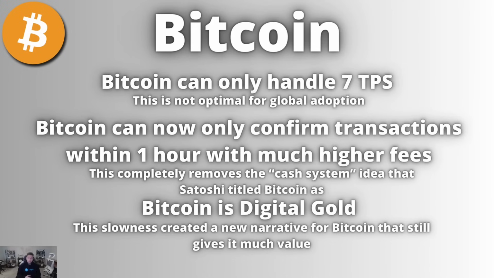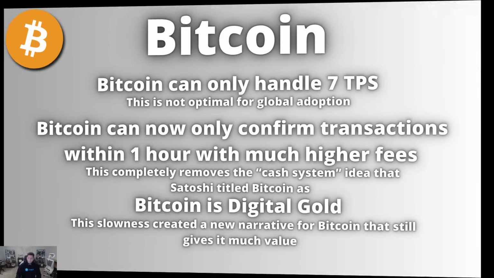Bitcoin can also only handle 7 transactions per second. This is not optimal for global adoption at all. Bitcoin can now only confirm transactions within 1 hour with much higher fees. This completely removes the cash system idea that Satoshi titled Bitcoin as. Today, Bitcoin is digital gold. This slowness and lack of scalability created a new narrative for Bitcoin that still gives it much value.